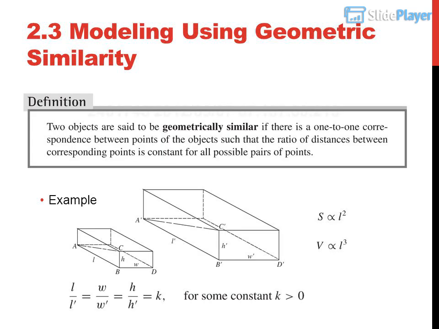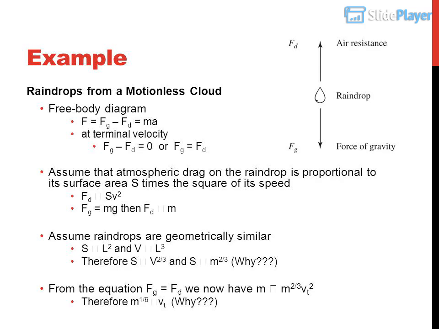2.3 Modeling using geometric similarity. Example: raindrops from a motionless cloud, free body diagram. Sum of F equals Fg minus Fd, equals ma. At terminal velocity, Fg minus Fd equals 0, or Fg equals Fd.